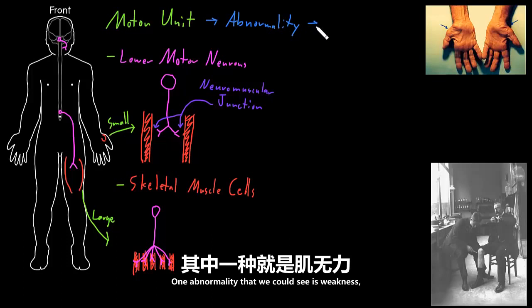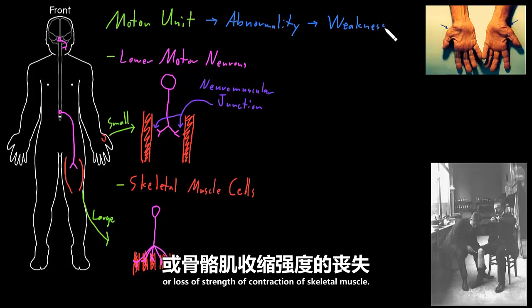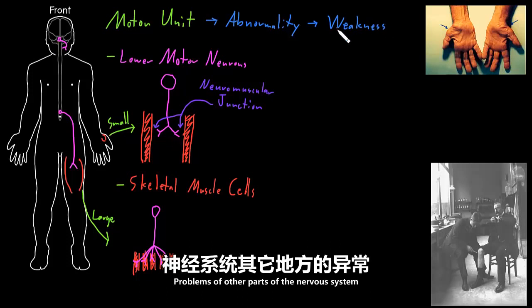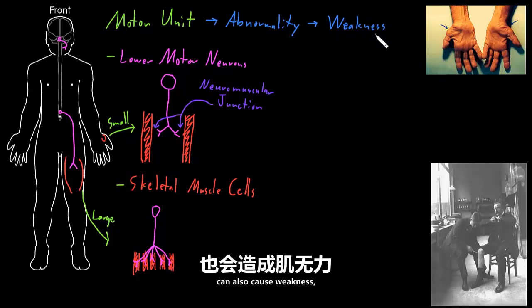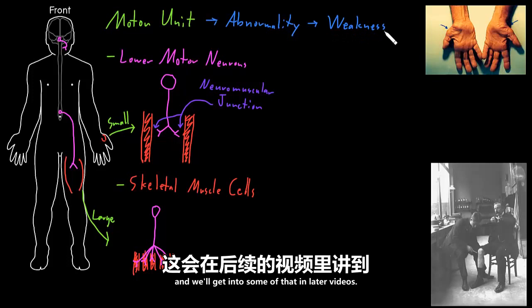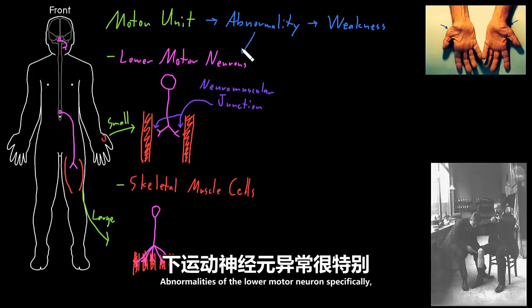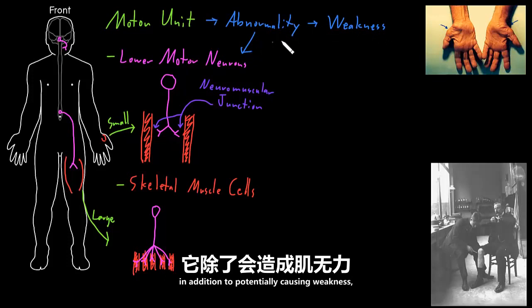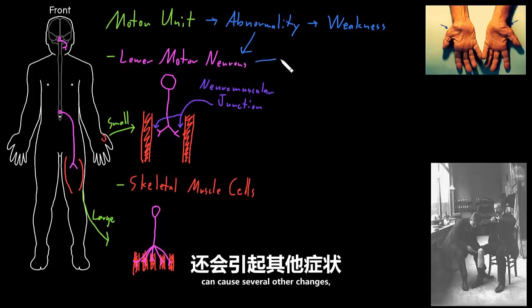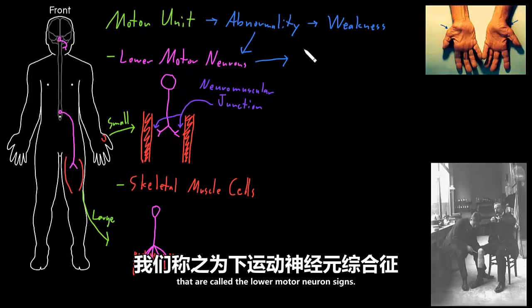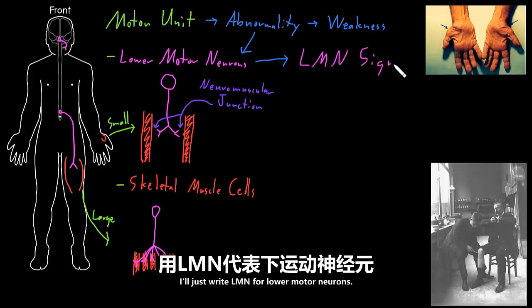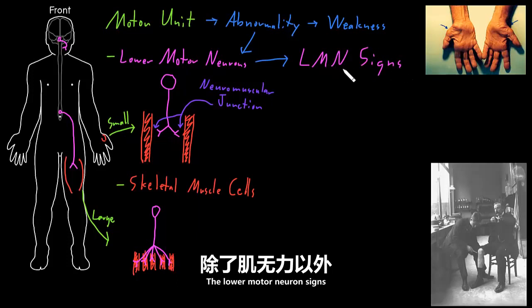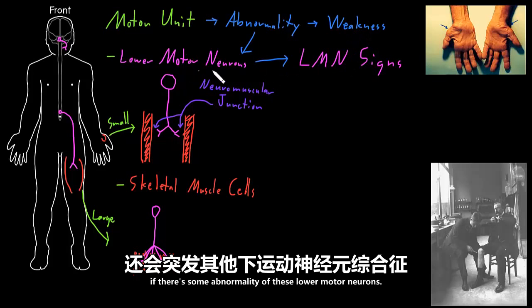One abnormality that we could see is weakness or loss of strength of contraction of skeletal muscle. Problems of other parts of the nervous system can also cause weakness, and we'll get into some of that in later videos. Abnormalities of the lower motor neurons specifically, in addition to potentially causing weakness, can cause several other changes that are called the lower motor neuron signs. I'll just write LMN for lower motor neurons.